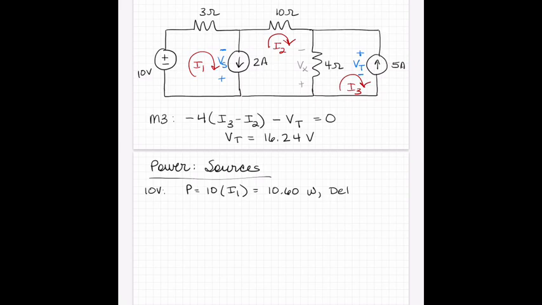Let's go to the 2 amp source. P is equal to the voltage, which is Vs, the variable we labeled, multiplied by the value of the source, 2. So the 2 amp source power is equal to minus 13.64 watts delivered. So in this case, this source is actually absorbing power.